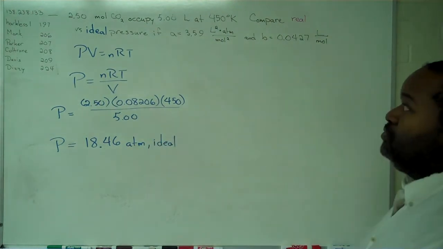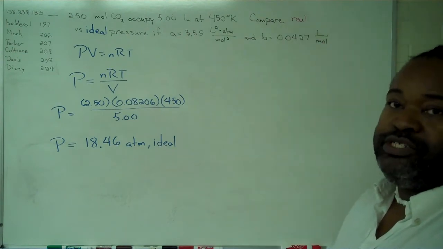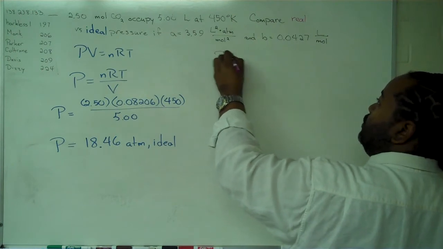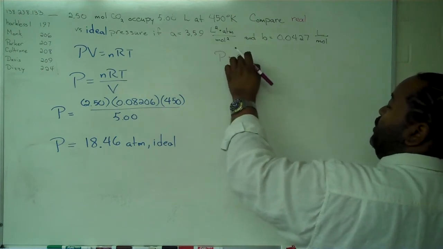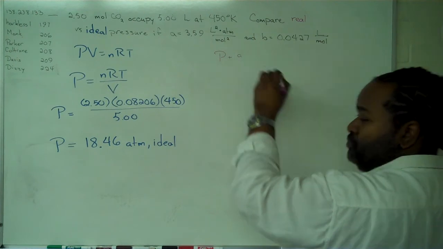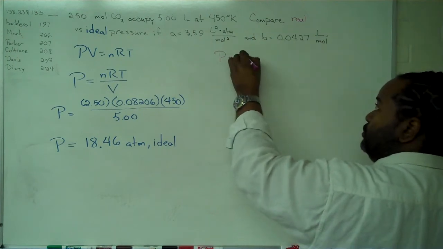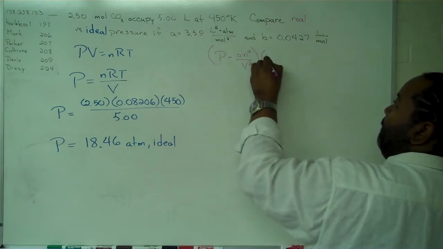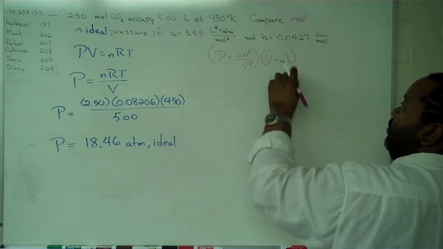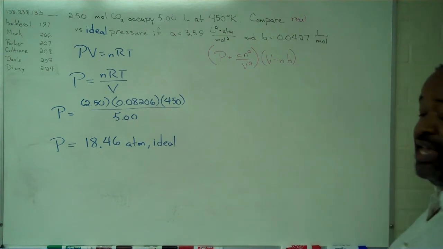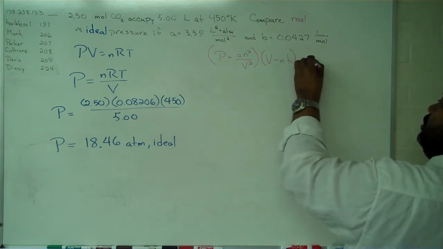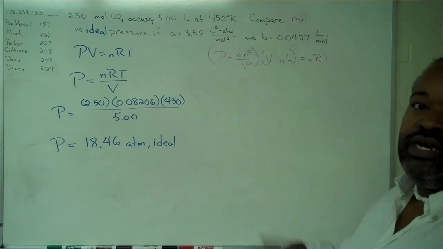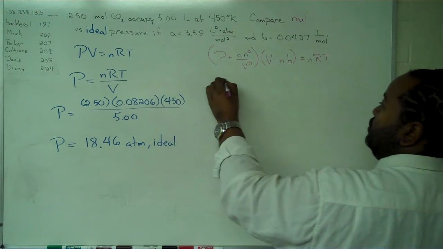Now, to compare our real pressure, we want to first write out the van der Waals equation. So we have our interaction term added in here, and the amount of excluded volume by the real gas particles here. And now we have nRT.